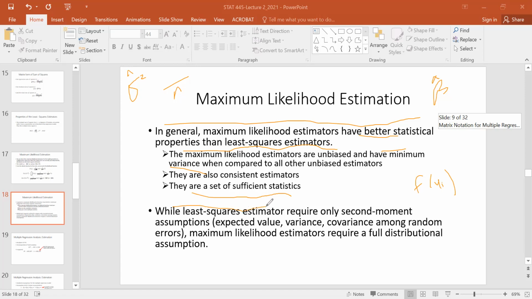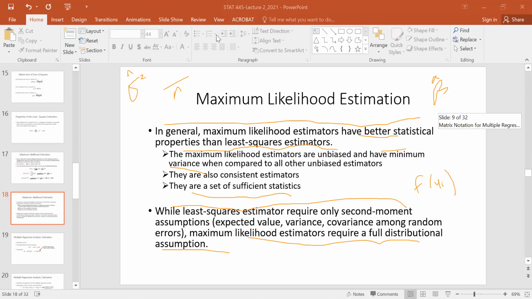While least square estimators require only second moment. Remember, in least square, we assume the errors have mean zero, constant variance, and random errors. In maximum likelihood you need a full distribution assumption, like I said, whether it's normal distribution or Poisson or whatever, you must get that distribution right. So these things can be on the exam. They want you to know how MLE could be better than OLS estimators.